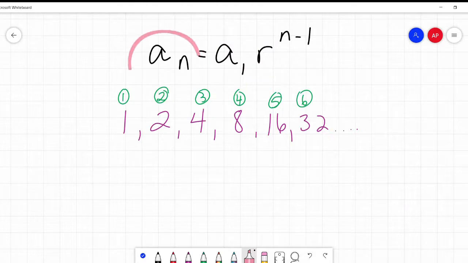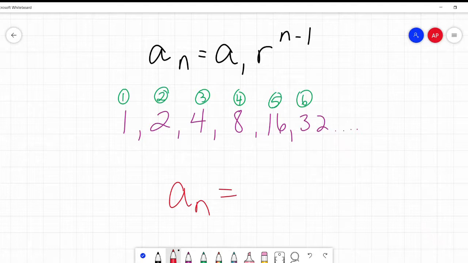This bit, the a sub n and the n minus 1, do not touch it. If you're writing a general formula, leave it be. See, I told you this would be easy, right? You leave the a sub n. A sub 1 just means the first number. In this case, that's just 1.